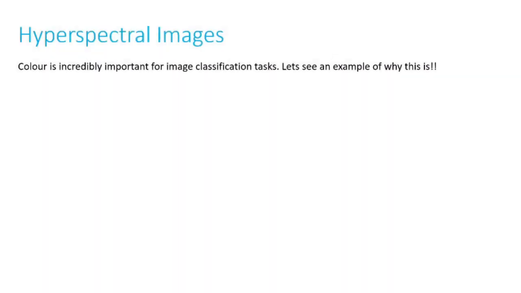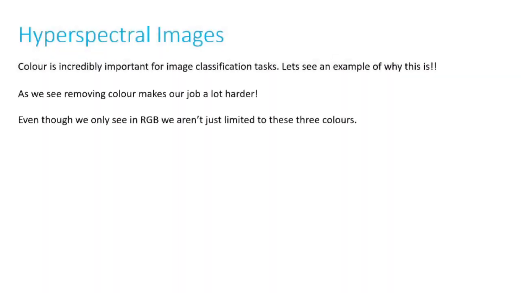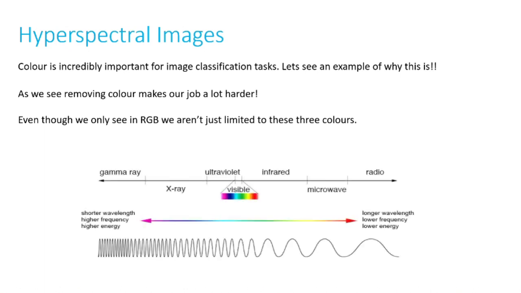So we've seen that if we lose colour, we make our job a lot harder in a lot of machine learning tasks. But now we can go the other way. Even though we only see in RGB, we're not limited to using those colours in a machine learning framework. In fact, we have the entire electromagnetic spectrum available to us, and we could sample in any number of those spectral bands. And this is what hyperspectral images seek to do.